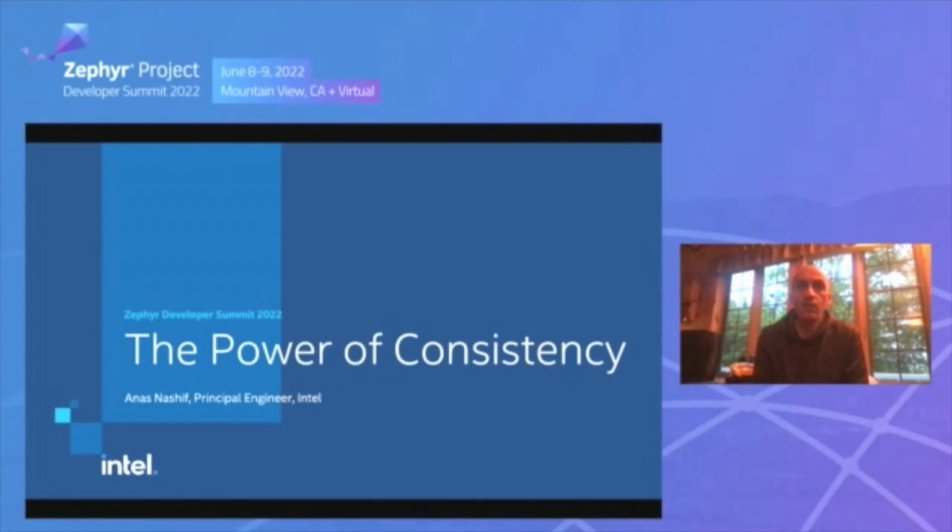I will also be sharing with you why this is important for us at Intel, given the wide range of products Intel has, and how this helps us become more efficient delivering some of these products.